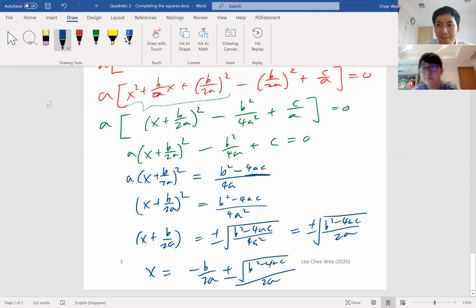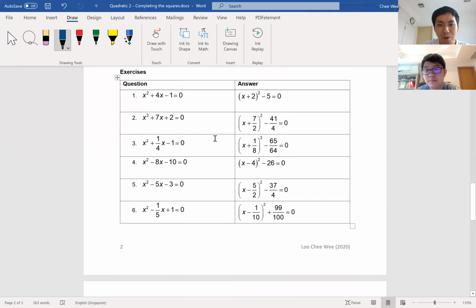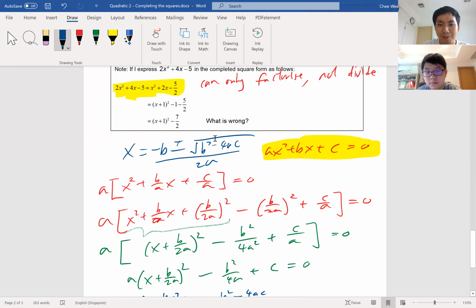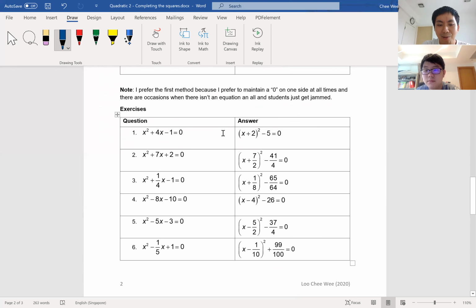Get it? So these are the actions of going through to get to the completed the squares form, of course. Okay. So what is the strength of the completed the squares form? What is so useful about it actually? If you look at finding the vertex, how is it analyzed?